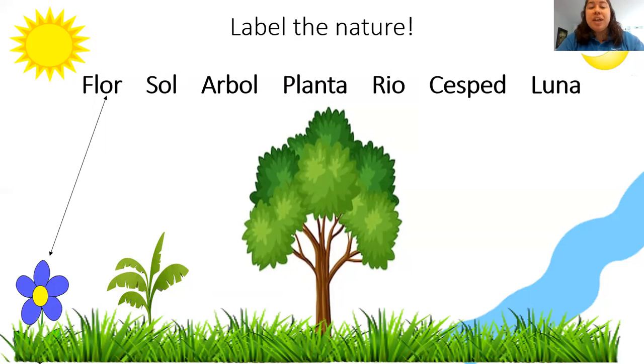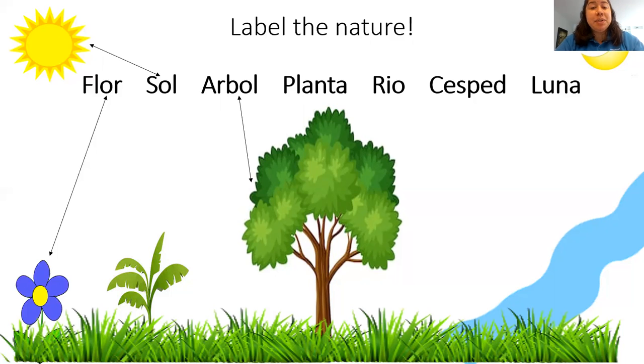So sol. Sol in Spanish is the sun. If you're looking at the sol, you are looking at the sun. All right, next is árbol. Árbol in Spanish is tree. That's what I was saying. You could count the árboles, the trees.